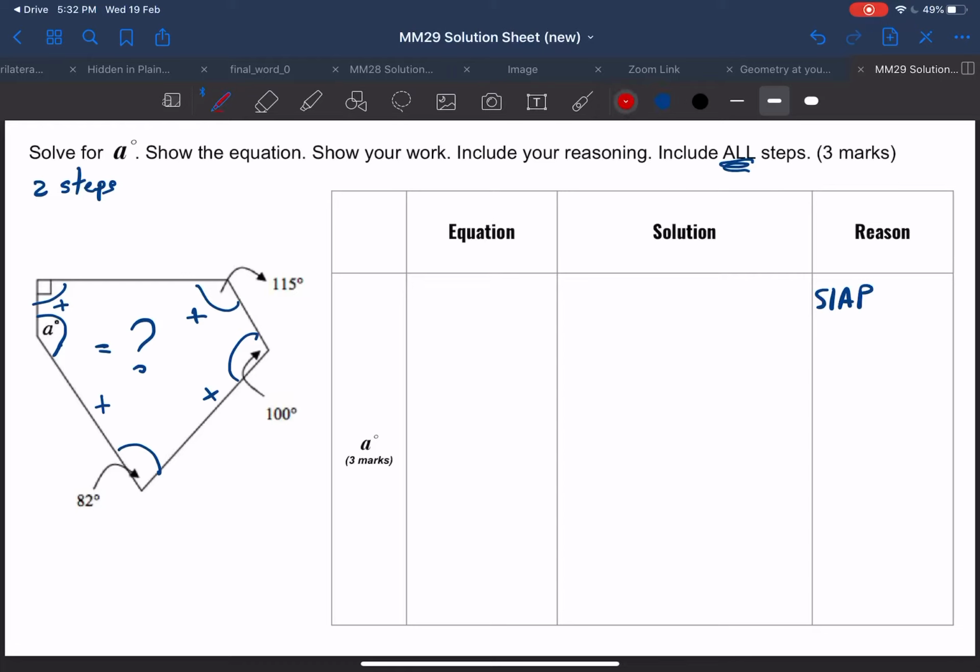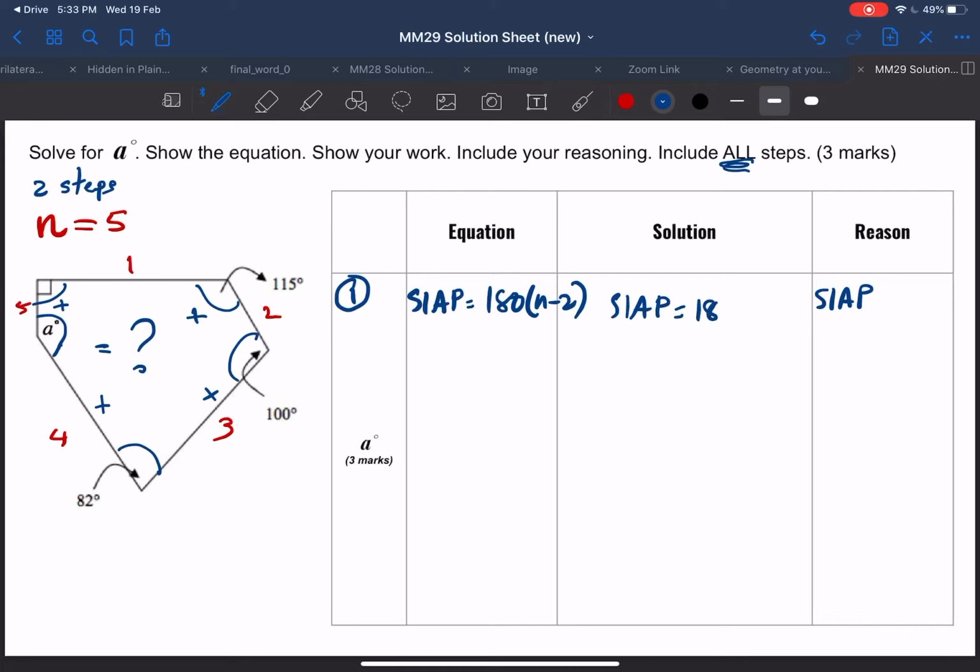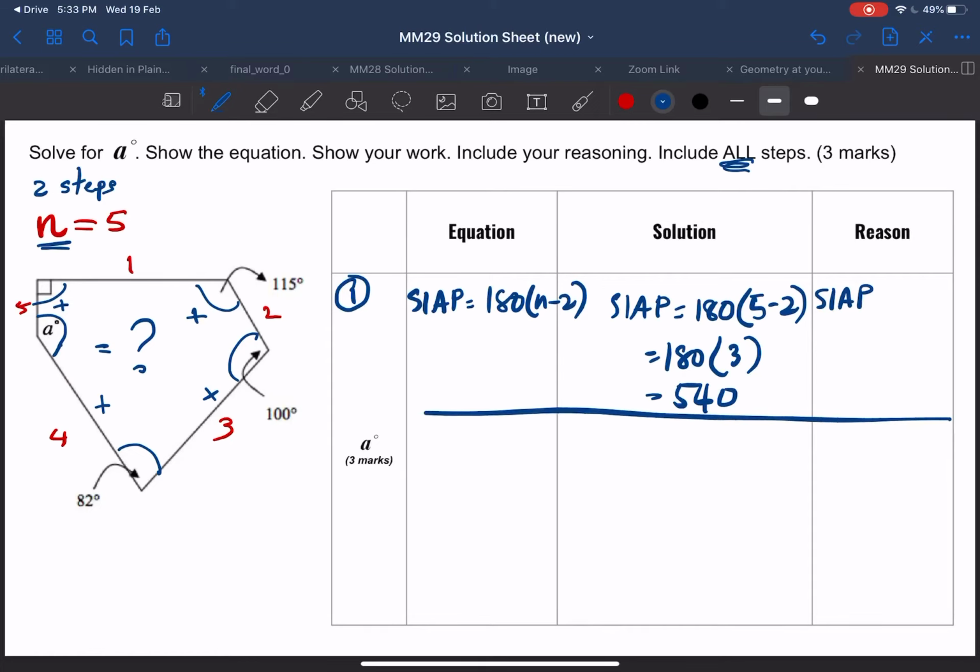So what is n? Let's count the sides. 1, 2, 3, 4, 5. Oh my gosh, it's 5 sides. It's a pentagon, but it is an irregular pentagon because, as you see, the sides are not equal and the angles are not equal. So we're going to use the equation SIAP equals 180(n minus 2). This is step 1. So what is our solution? SIAP equals 180 times (5 minus 2) equals 180 times 3 equals 540. That's the first part.